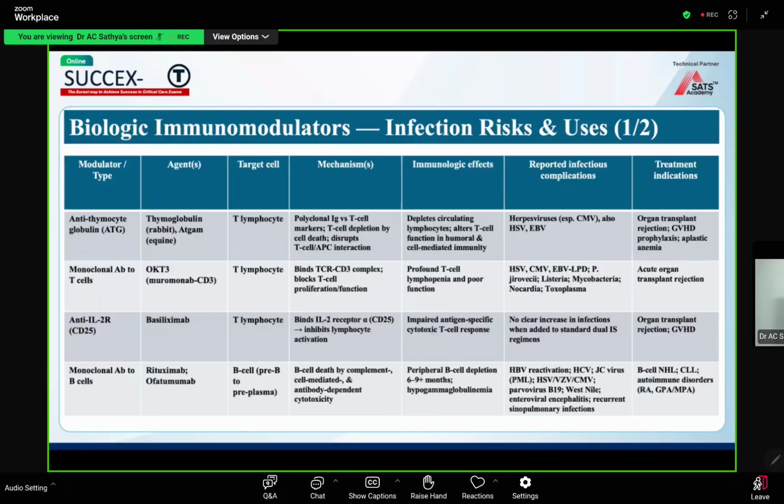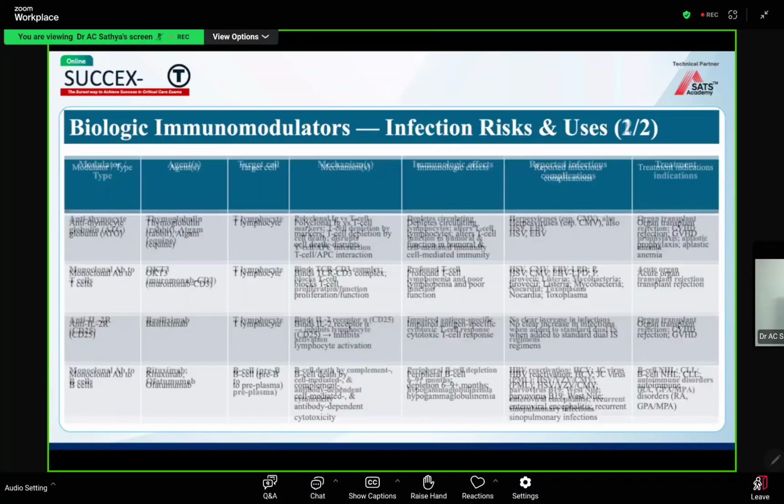Similarly, B cell dysfunction also causes viral reactivation, including hepatitis B virus. Why is it so? Because B cell function indirectly affects T cell function. B cell is the primary antigen presenting cell for T cell. So when B cell function is affected, obviously T cell function will not be proper. So that's the problem.